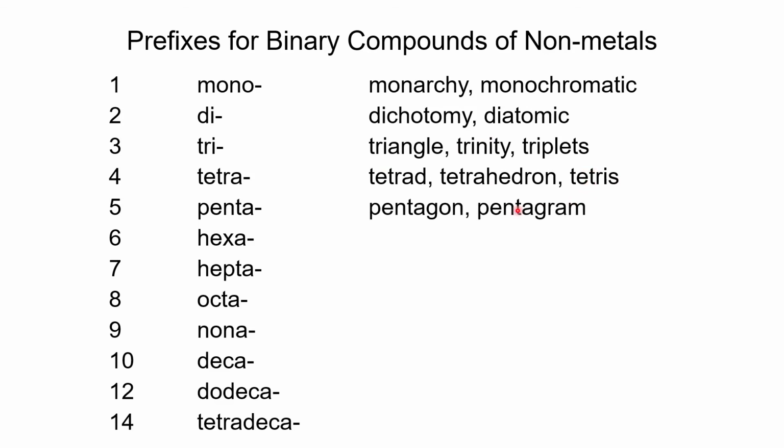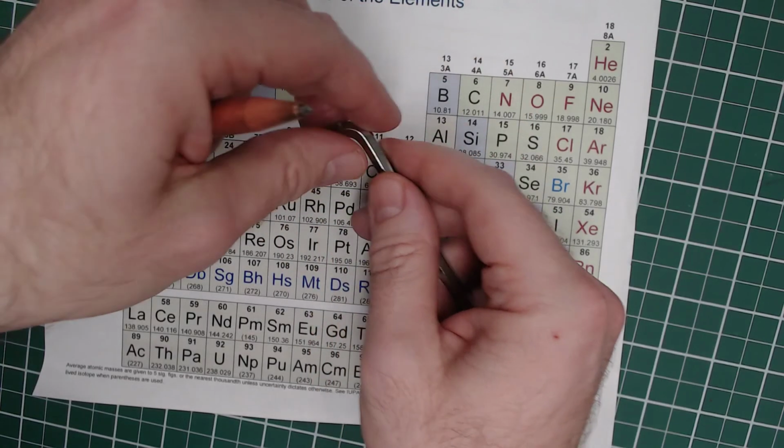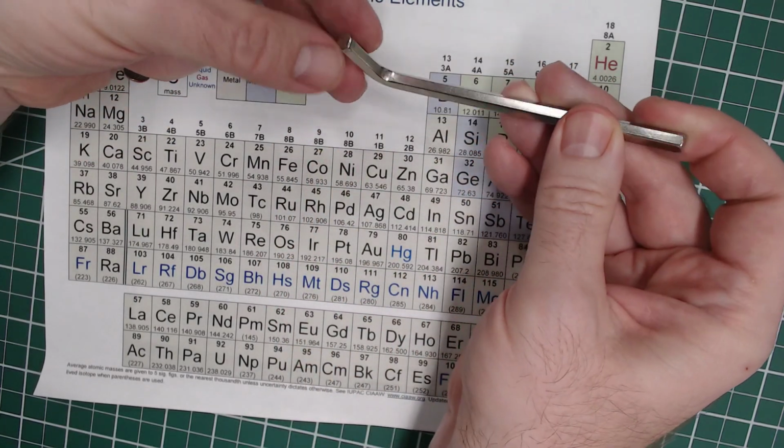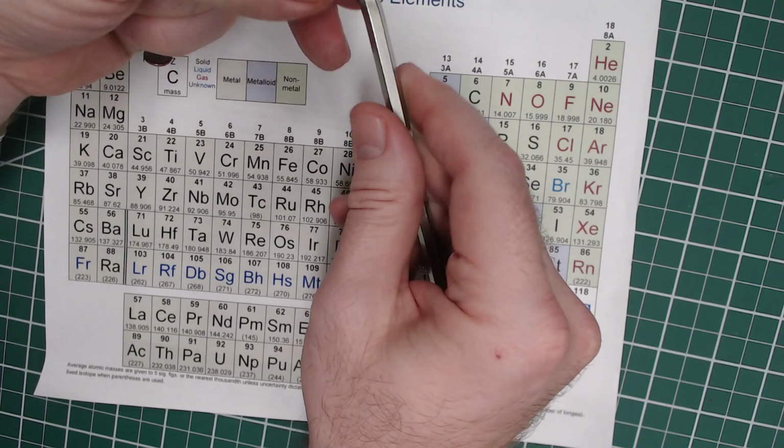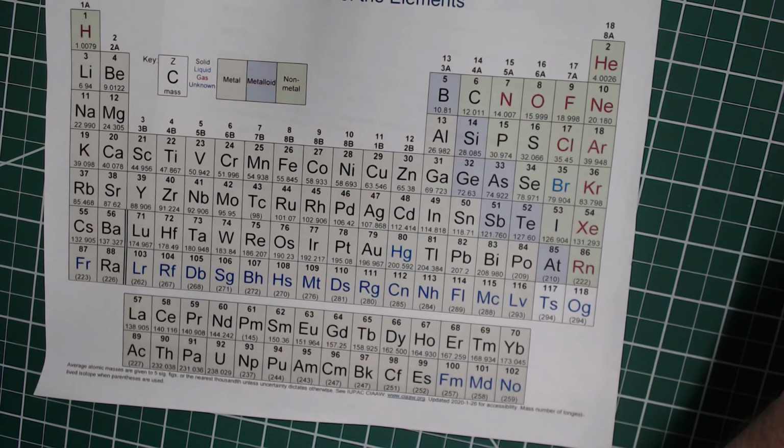Penta means 5, so a pentagon is a 5-sided polyhedron, like the large building in Virginia near Washington D.C. A pentagram is a 5-pointed star. Hexagon, so a hexagon is a 6-sided polyhedron. A hex wrench is an Allen wrench. In fact, I have one right here at my desk. I'm in my workshop. So here is a hex wrench right there. So you can see there's 6 sides on this. So that's a hex wrench. All right, we'll go back.